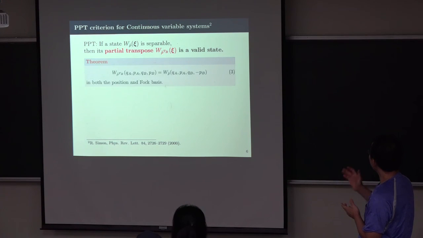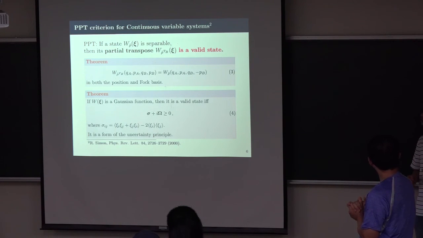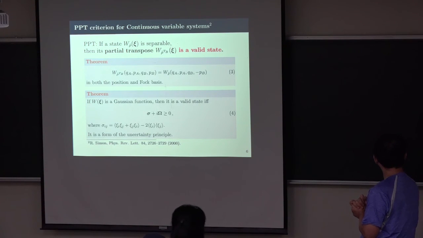Have you considered an example of a GKP state? You mean the GKP state? I think its Wigner function is quite complicated. Yeah, GKP is very hot. Maybe I can try.